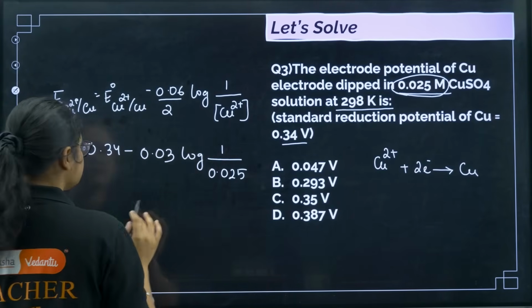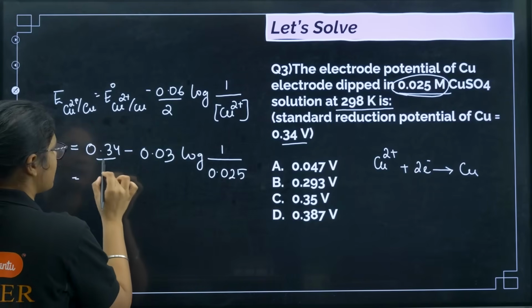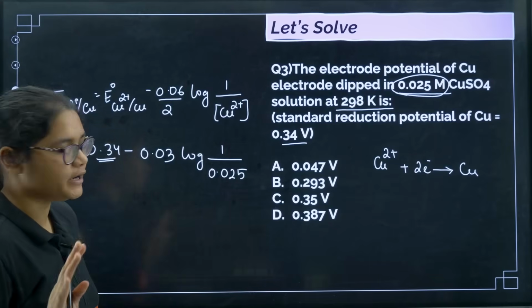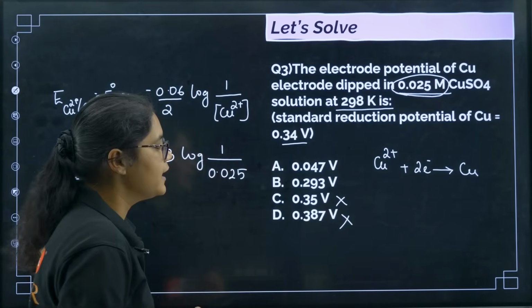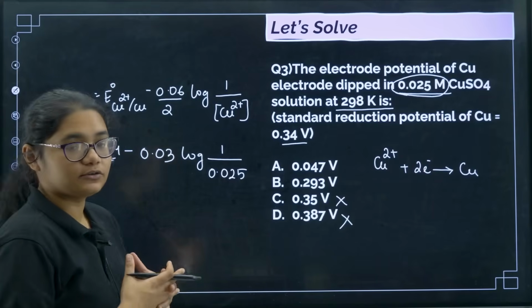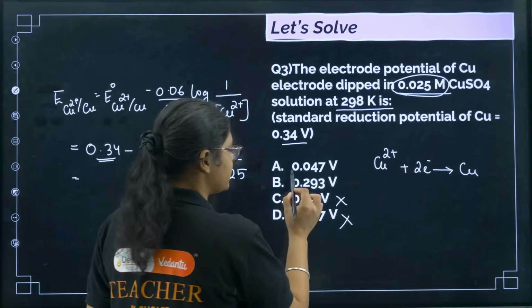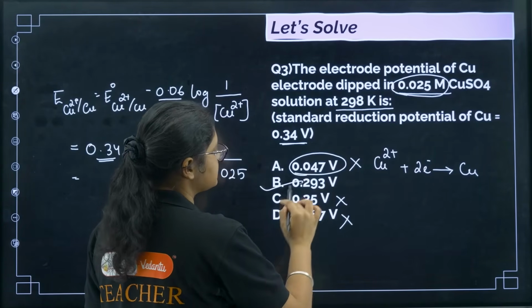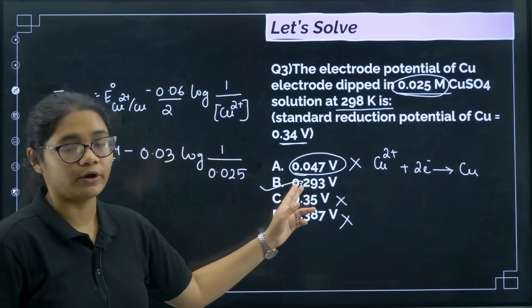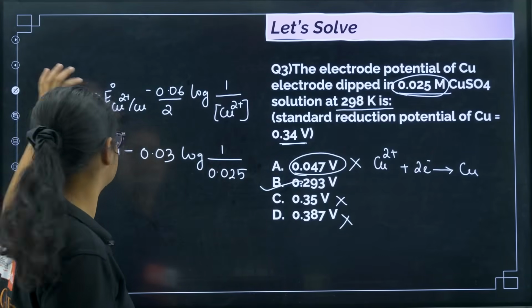Okay, so now if I solve this, you can first of all think that the answer has to be less than 0.34, okay. So we can easily eliminate these two options, and it won't decrease too much, okay. There is a slight decrease in the electrode potential, so this is very much less than 0.34 volt. So this is also not the correct answer. You can easily find the answer is 0.293, okay. If you solve it you will get, but you can guess in this way as well.